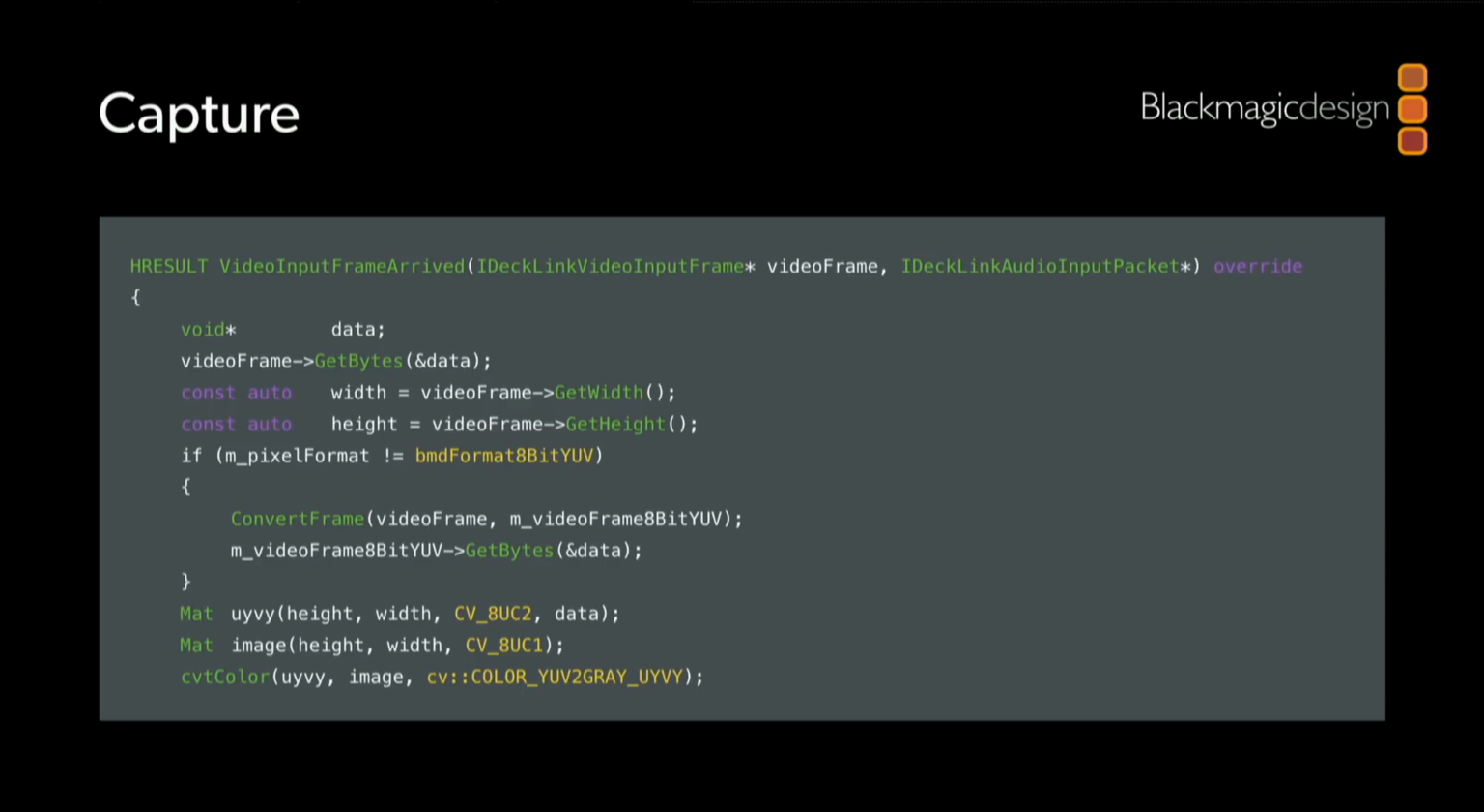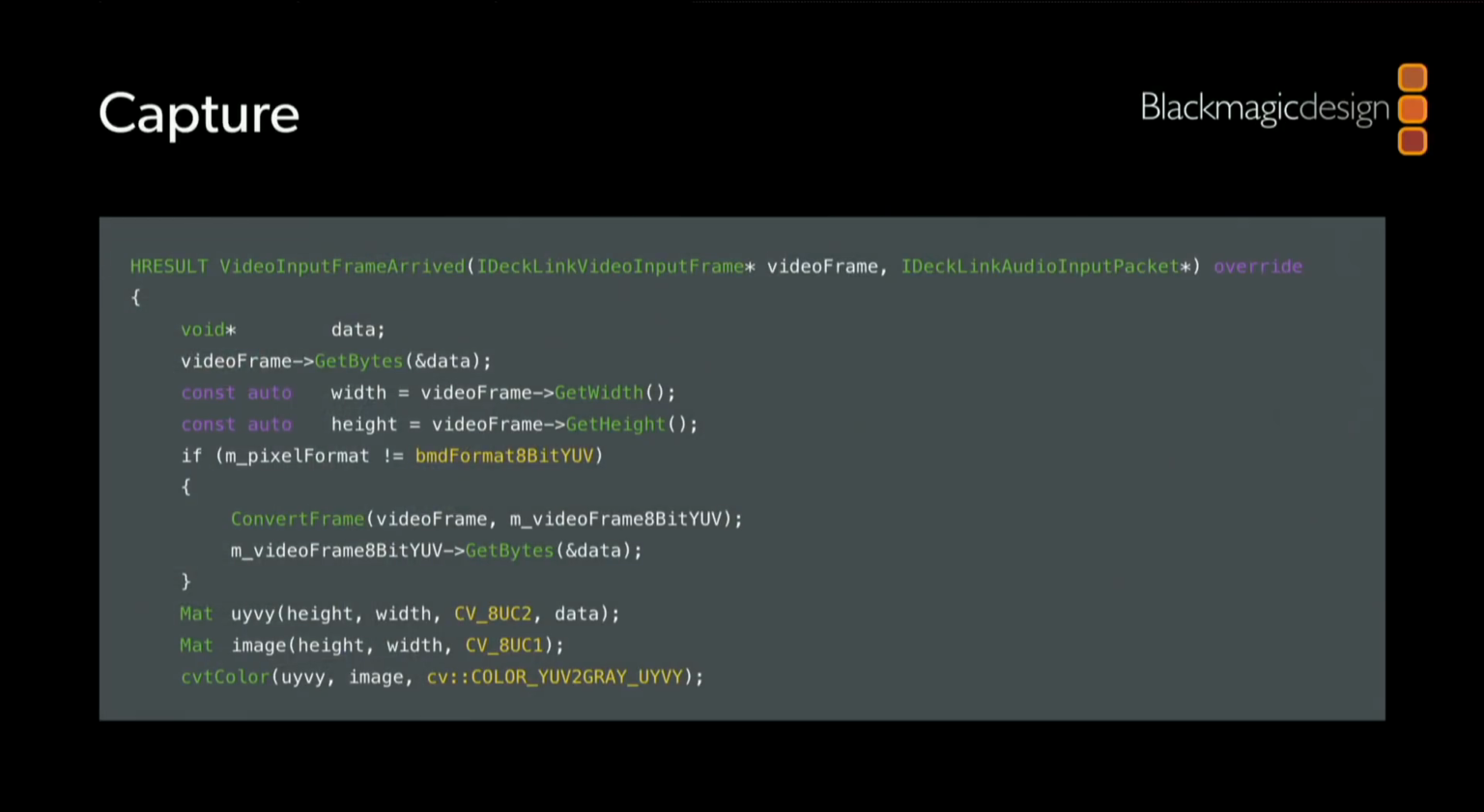So when we capture a frame, the DetectLink SDK will call our video input frame arrived function. And the first thing we do is get a pointer to the data with getBytes. And then, depending on the source, we may need to do a color space conversion. So here I'm capturing from an SDI camera, so the output of that is YCbCr or YUV.